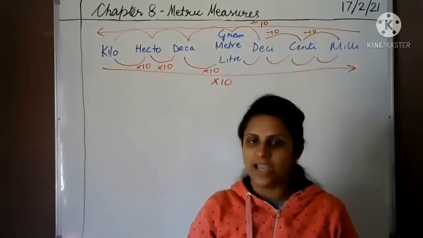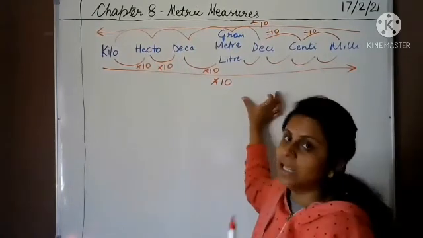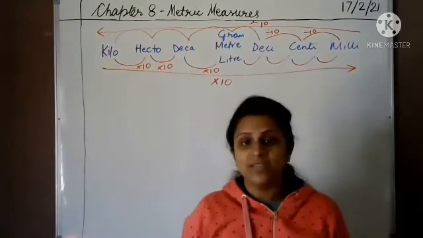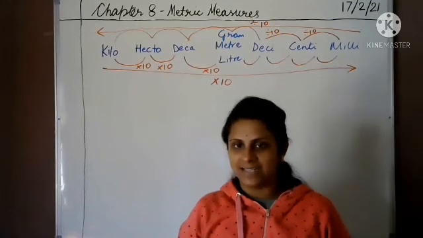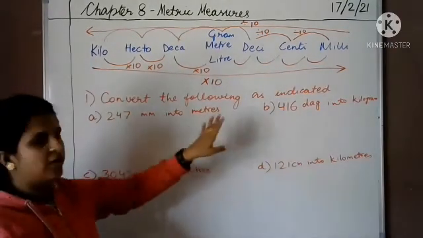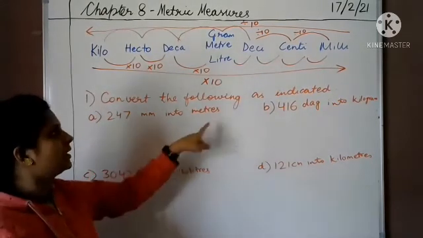Fine children, so I hope the concept is clear now. You just have to remember this table and you have to remember when we are multiplying by 10 and when we are dividing by 10. Now let's look at the books exercise and try to solve them. So now the first question says that convert the following as indicated. So first question is 247 millimeter into meters.